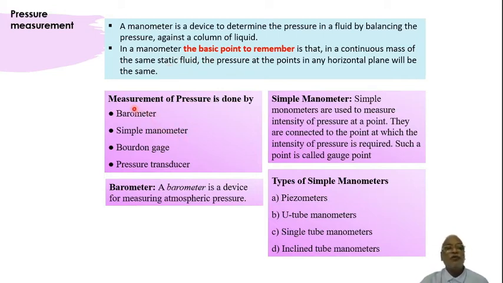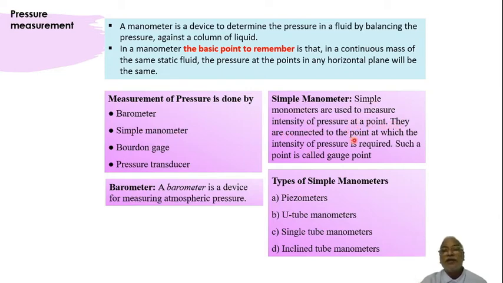Now, overall view, measurement of pressure is done by so many things: barometer, simple manometers, Bourdon gauge, pressure transducer. Now, a barometer is a device which is used for measuring atmospheric pressure. We have done all this earlier. You can revise. Simple manometer is new. Simple manometers are used to measure intensity of pressure at a point.